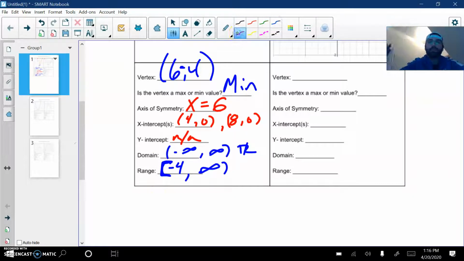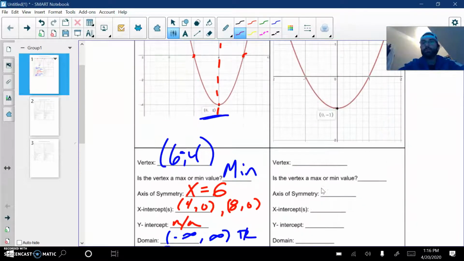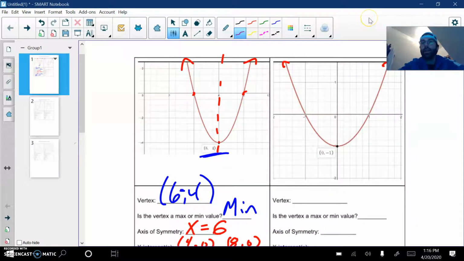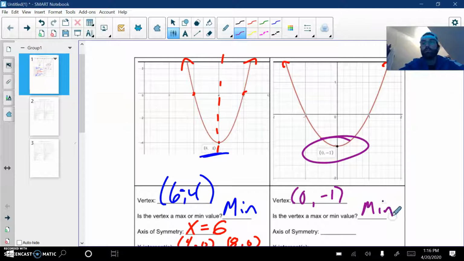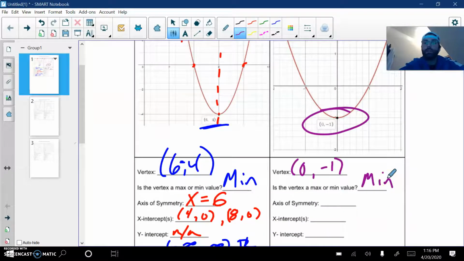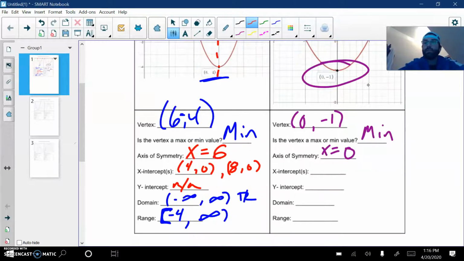Okay, let's look at number 2. All right, again, our vertex is our lowest possible value. It's (0, -1). So this is a minimum. Our axis of symmetry here is always x equals the x value of our vertex, so 0. Our intercepts are nice for us. -1 and 1, so (-1, 0) and (1, 0).